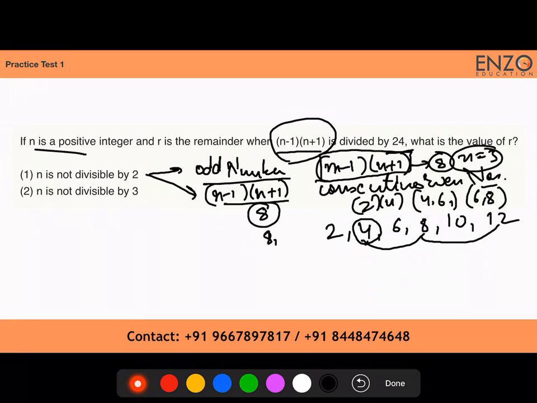Now, we can have 8, we can have 16, we can have 24. So, when these numbers are divided by 24, we get different remainders. So, first statement is not sufficient. Now, let us come to the second statement.